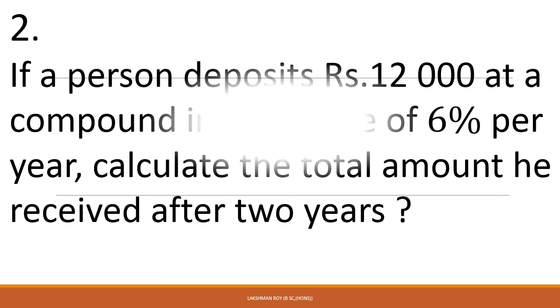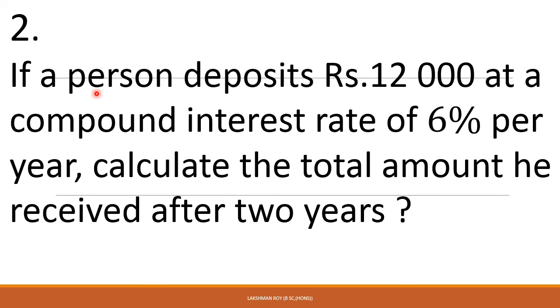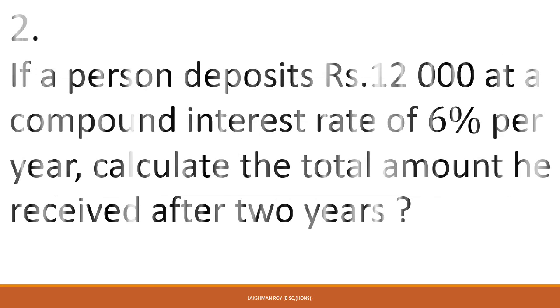And another question here you can try. A person deposits 12,000 rupees at a compound interest rate of 6% per year. Calculate the total amount to receive after 2 years. Be careful, total amount, right? So you can find it using the easy method.